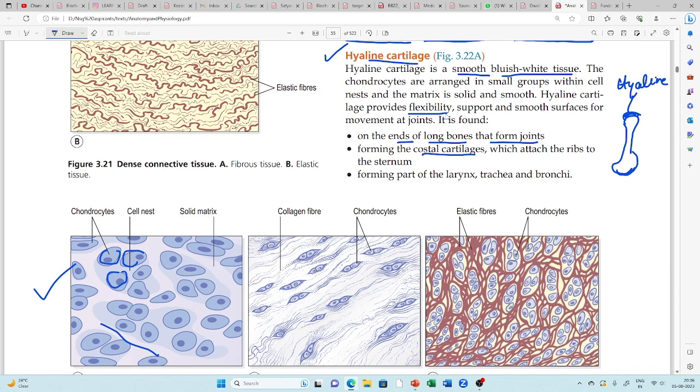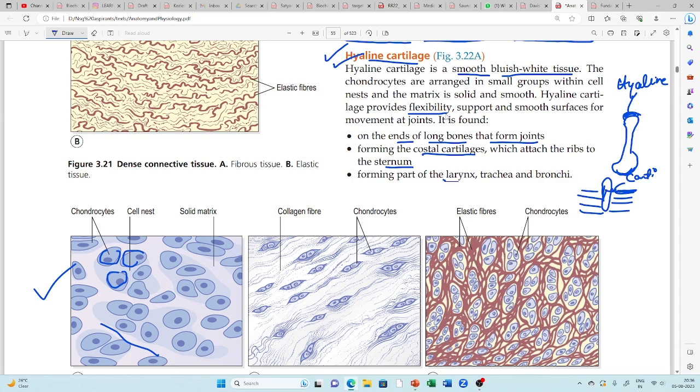When you are studying the musculoskeletal system or rib structure, you will study ribs. There is one bone in the center called the sternum. The costal cartilages, which attach ribs to the sternum, are connected by cartilage only. That cartilage is also hyaline cartilage only.